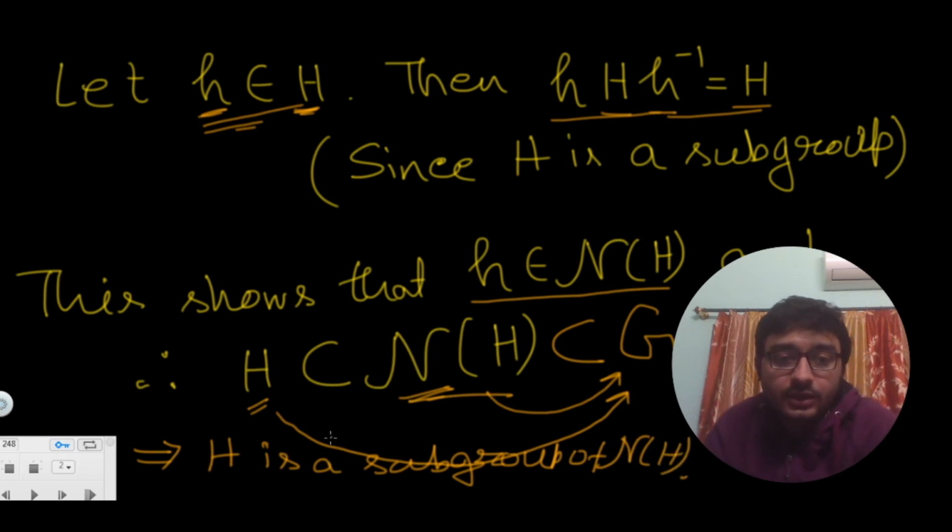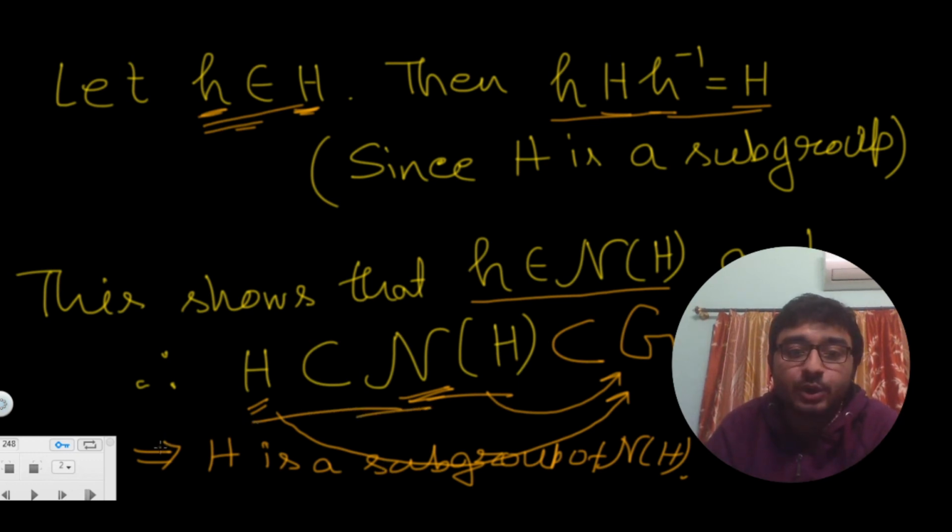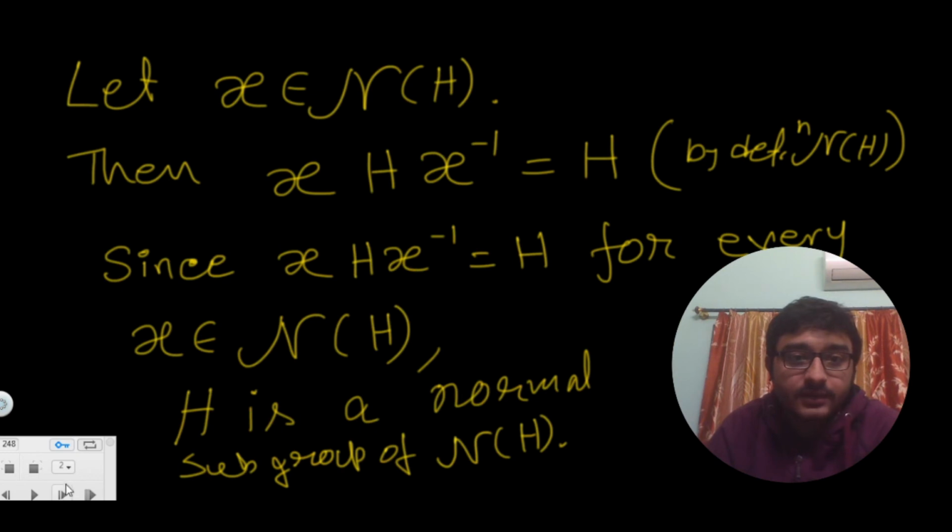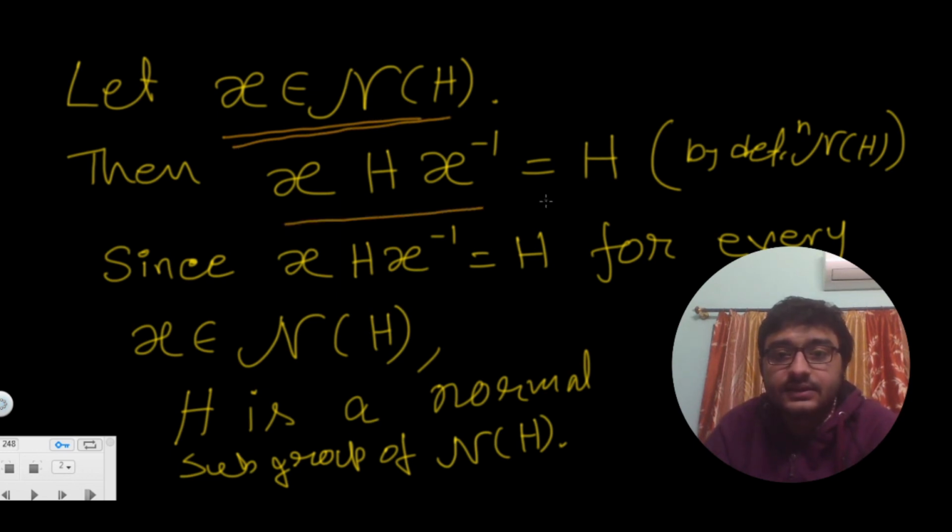But we are not done yet. We only showed that H is a subgroup of N_H. We need to show that H is a normal subgroup of N_H. Now if we take any x belonging to N_H, we need to show that xHx inverse is H. From the definition of N_H, xHx inverse is equal to H. And since this holds for every x belonging to N_H, this implies that H is a normal subgroup of N_H.